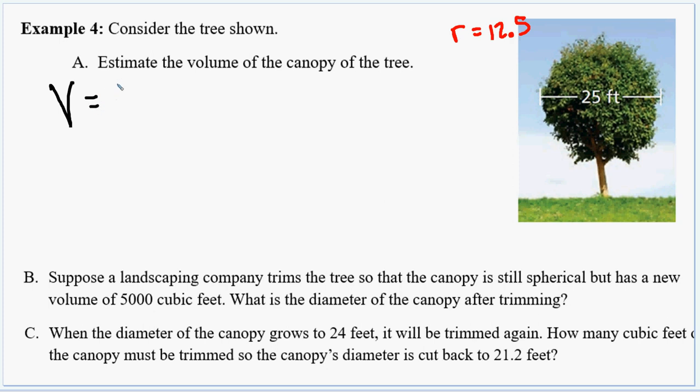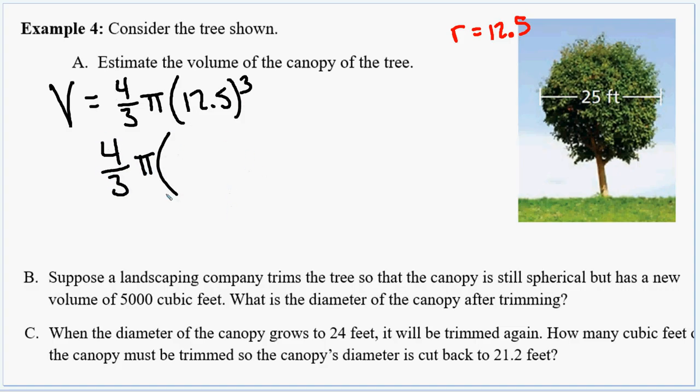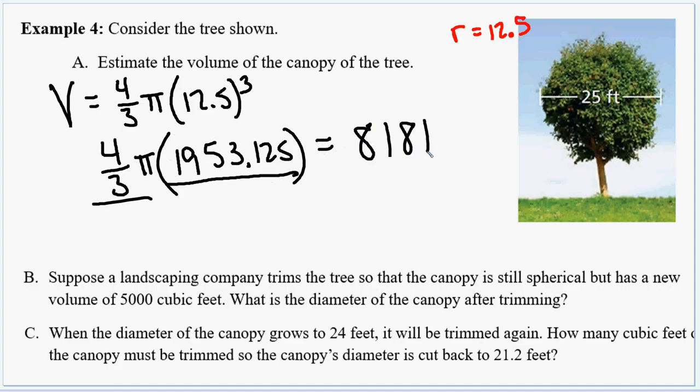So our volume is 4/3 times pi times 12.5 cubed. And 12.5 cubed is 1,953.125. And then I would multiply that by the 4/3, and then I would multiply that by pi, and we get 8,181.23 cubic feet. So 8,181.23 cubic feet is the volume of the tree's canopy.